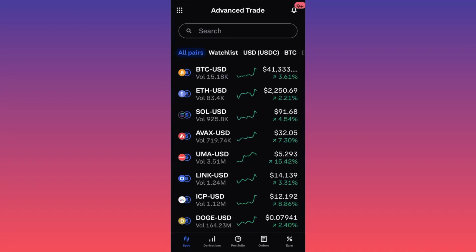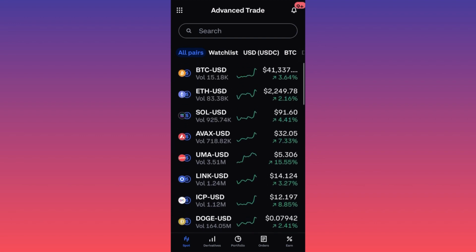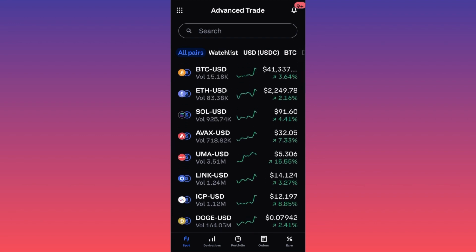Hi guys, in today's video I'm going to show you how you can buy and sell Solana using the Coinbase app. This is the easiest way to do so. Over here, as you can see on the app itself, you do not have to go and look for the ticker symbol. All the major coins will appear on your automatic watch list. As you can see, the third option over here is Solana USD.